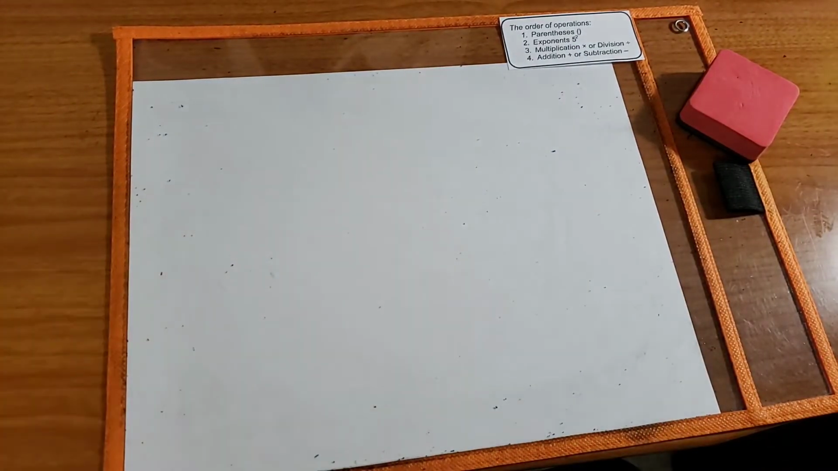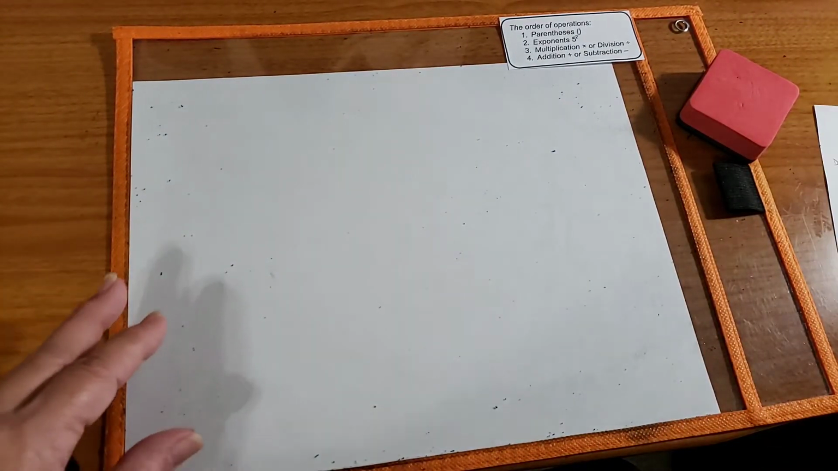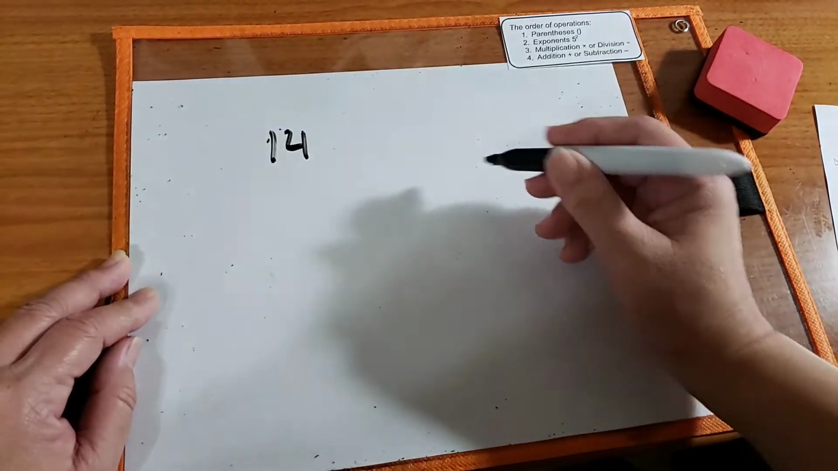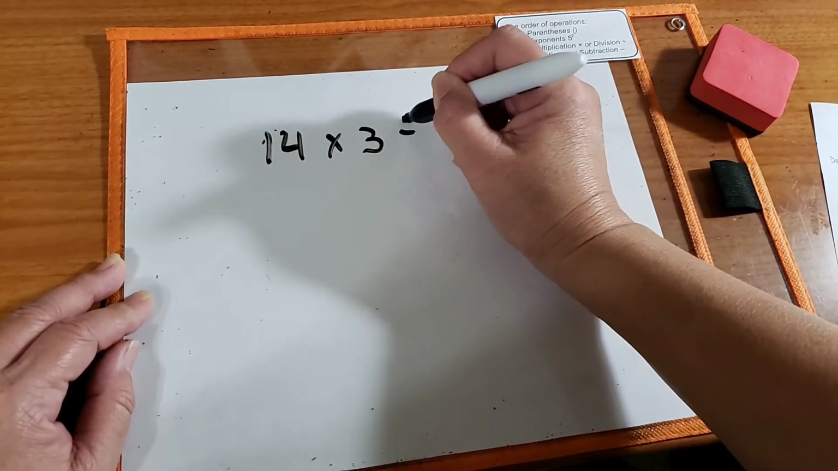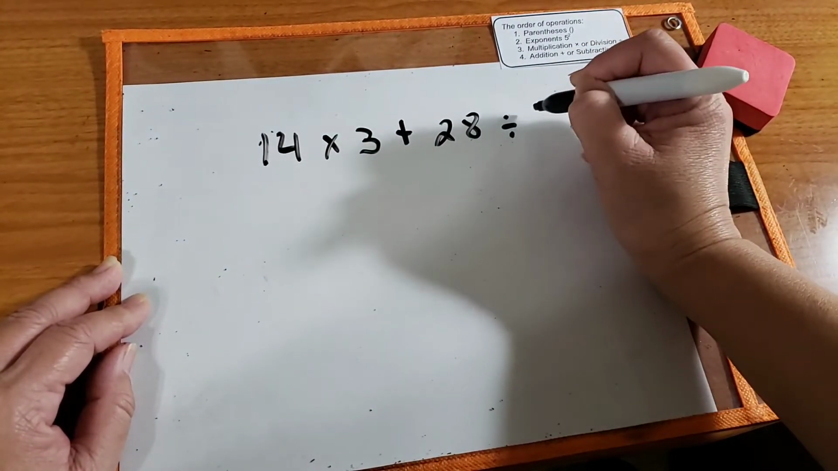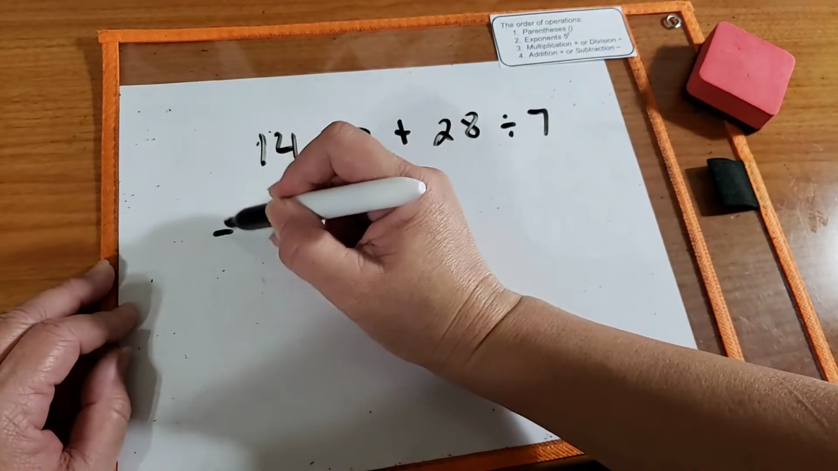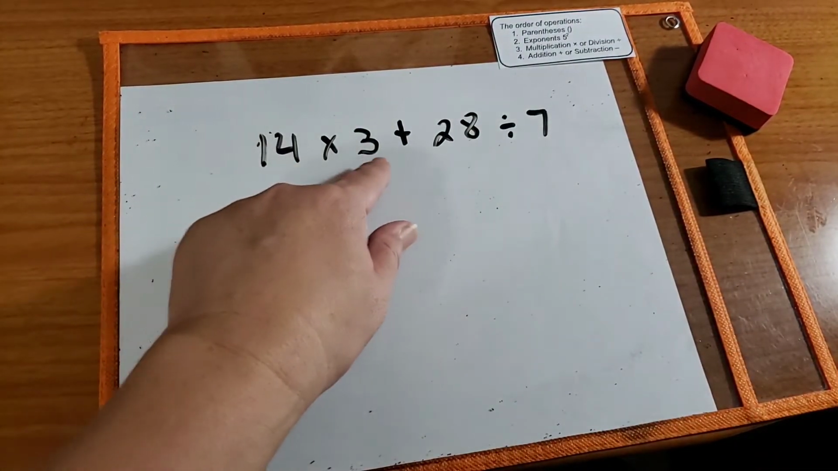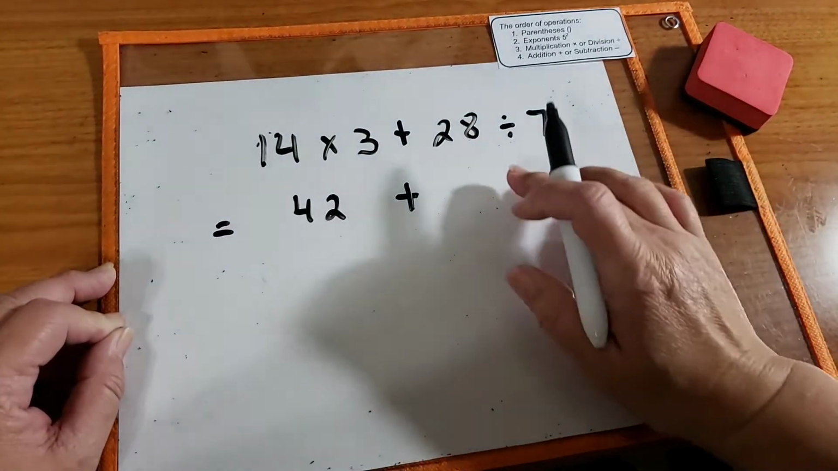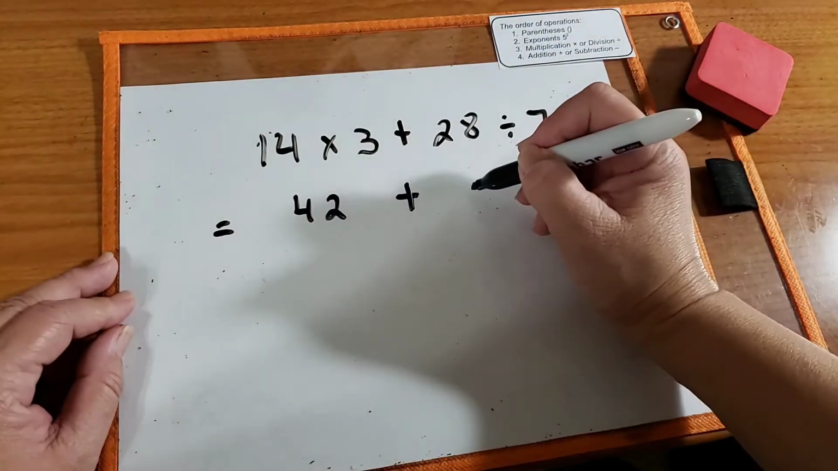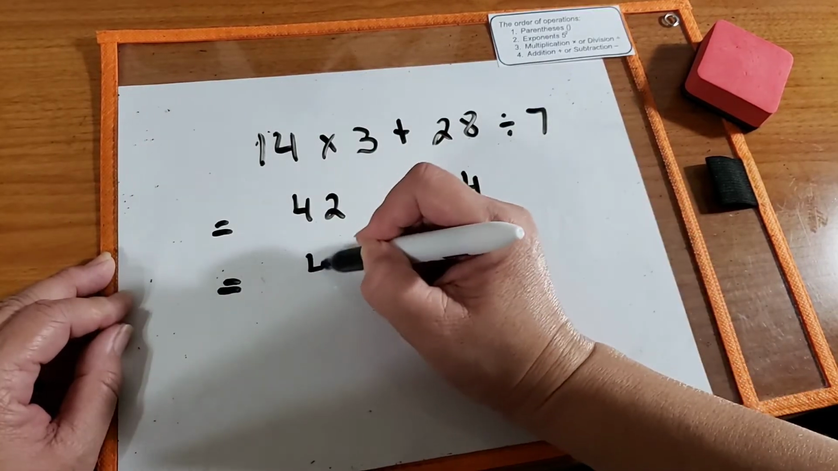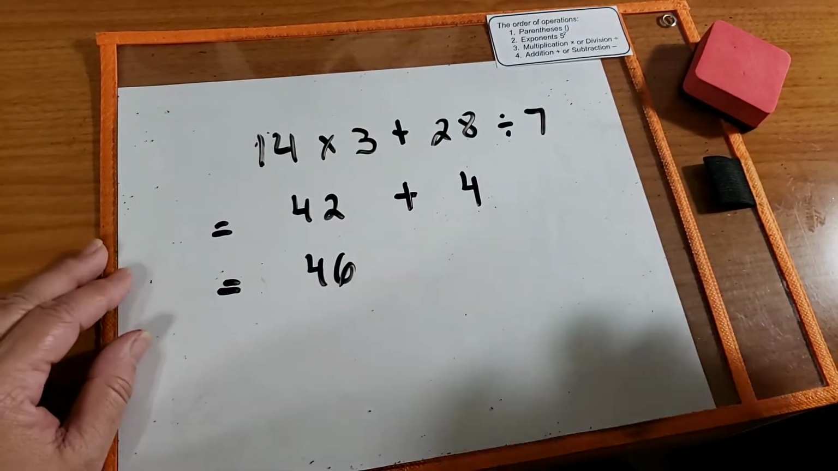Now let's see if we can do another one. This is so easy. Let's say if I have 14 times 3 plus 28 divided by 7. So I'm going to multiply 14 times 3 first. That gives me 42. The plus sign comes down here. Now 28 divided by 7 is going to give me 4. And 42 plus 4 is going to give me 46. So that's the answer. See how easy that is?